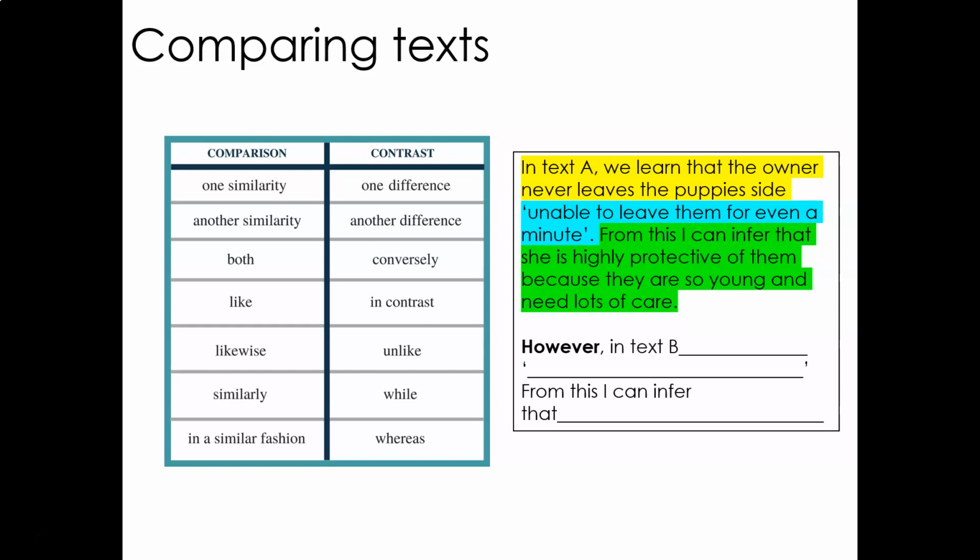If I now want to compare that to text B, I'm going to use one of my comparison words. And it's a difference I want to show, so I'm going to use a contrasting word such as however. And I'll follow the same process again. However, in text B, I'm going to make a statement about what I know of the horses. I'm going to use a quotation from the text and then finally say what I can infer. And we're going to be having a go at that process in a moment. But of course, first of all, we need to read some parts of each text to know what it is that we're looking for.